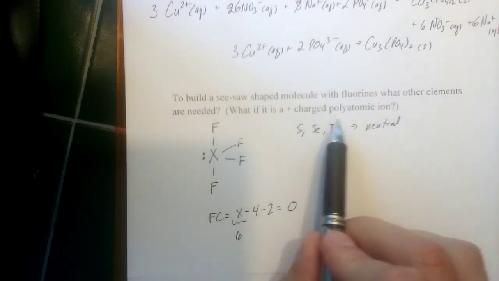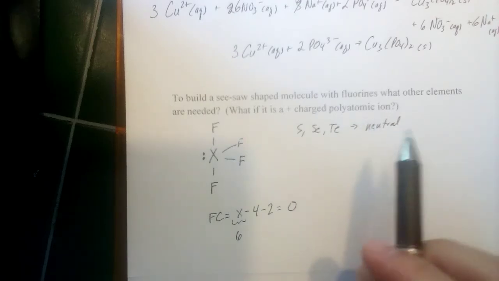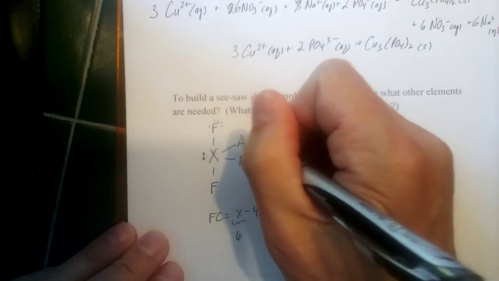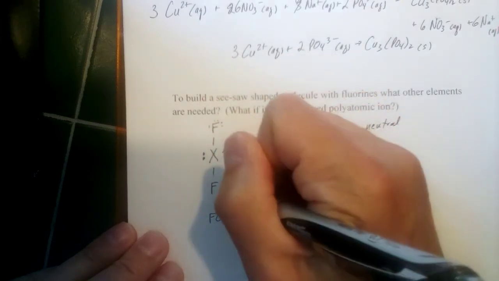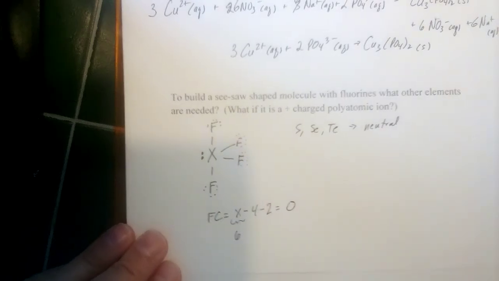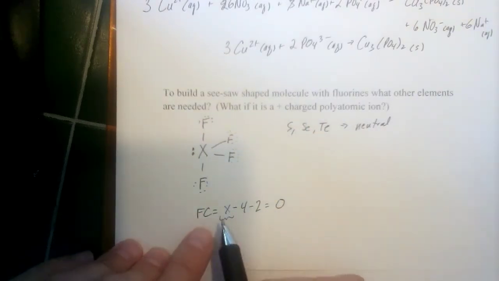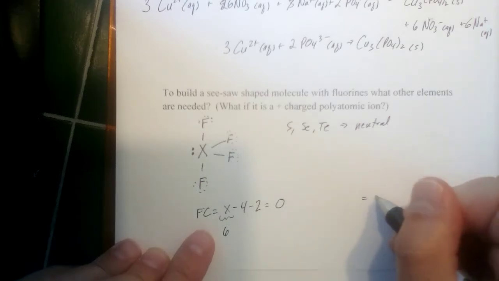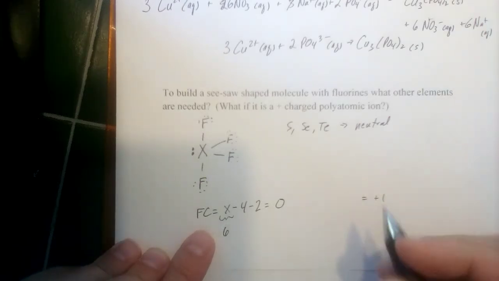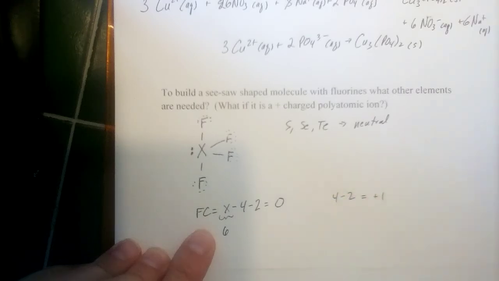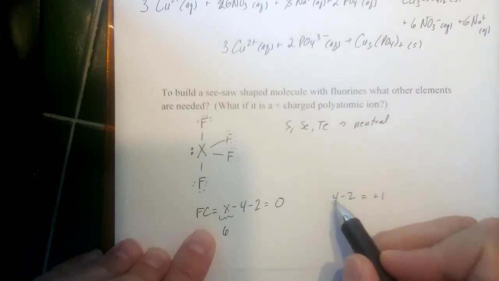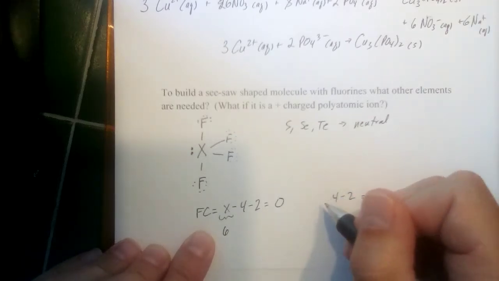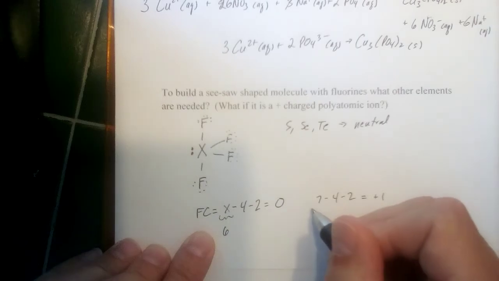Now, what if it's a plus charge polyatomic ion, right? Well, the fluorines here would all have 0 formal charges, right? We've got the electrons around the outside of the fluorine there too. We shouldn't forget those. But if we want a +1 charge, that really is just going to change this calculation. If we want this to end up equaling +1 instead of 0, but the bonds for a seesaw would still be 4 bonds and 2 non-bonding electrons, that would mean we would need a 7 here. 7 minus 4 minus 2.